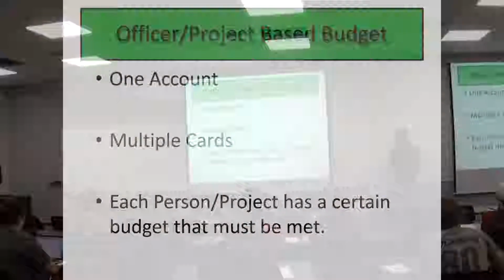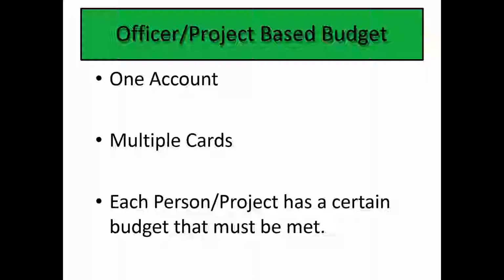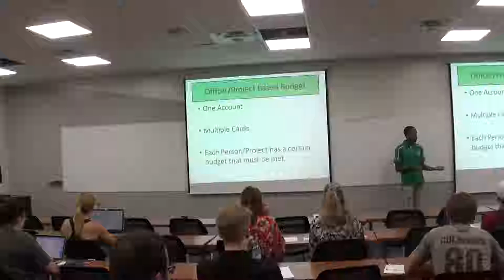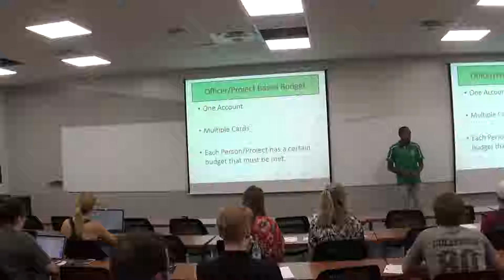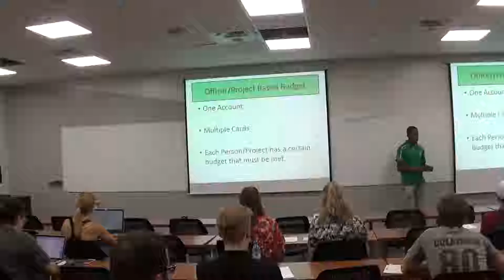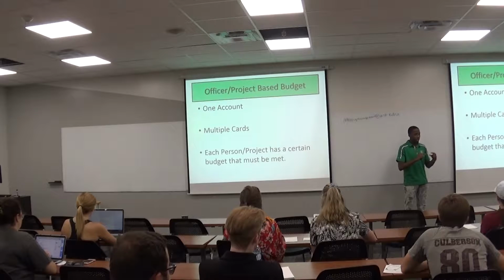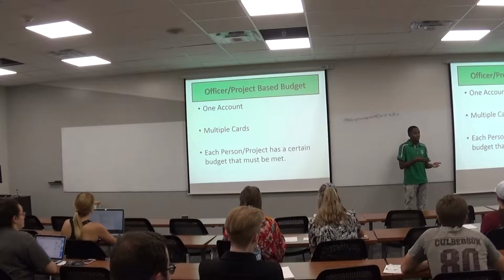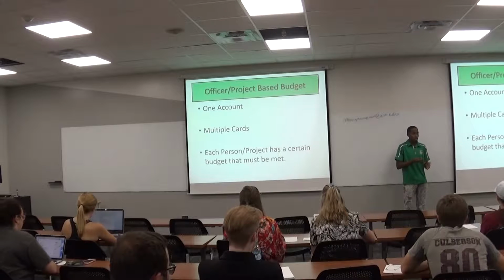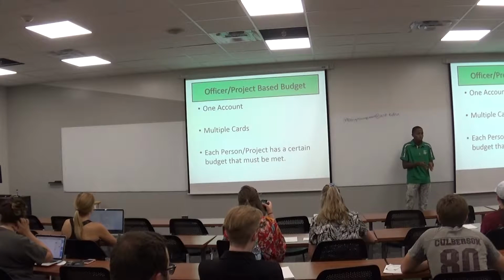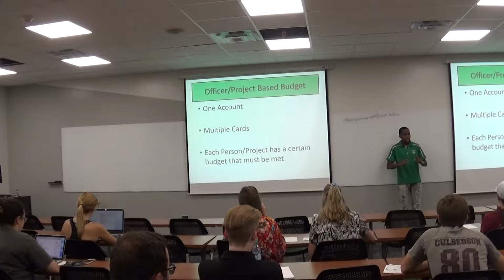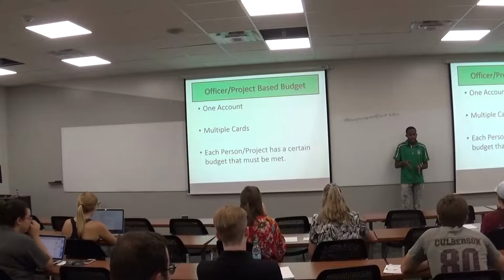And the other method I was talking about is the officer/project-based budget. It's still only one account, but it has multiple cards, and for this one, it gives you a budget for each officer or project. So let's say you were on the project committee for a cookout. You have your own specific card, and you only have a certain limit that you can use on that card. So let's say it's $250. If your thing goes over $250, you shouldn't be able to use it. It puts limits in place, so you're not going over it.